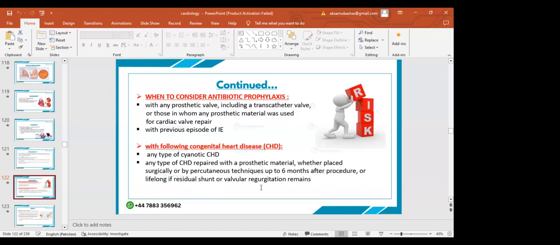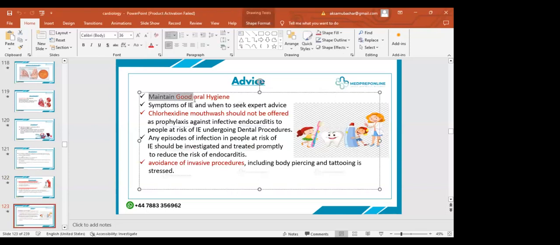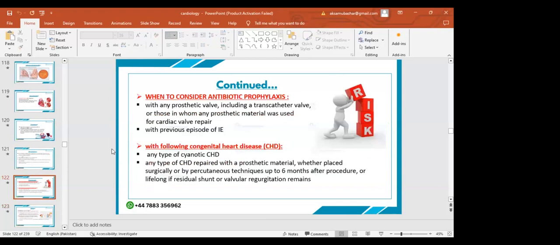Chlorhexidine mouthwash is not recommended. I have written all these things here. Maintain good oral hygiene. Then, regarding symptoms, you have to tell them when to seek expert help. Chlorhexidine mouthwash should not be offered as prophylaxis against infective endocarditis to people at risk undergoing dental procedures. Any episode of infection in people at risk of infective endocarditis should be investigated and treated accordingly. And you need to avoid invasive procedures, including body piercing and tattooing; you have to stress on that. So only this you need to remember.